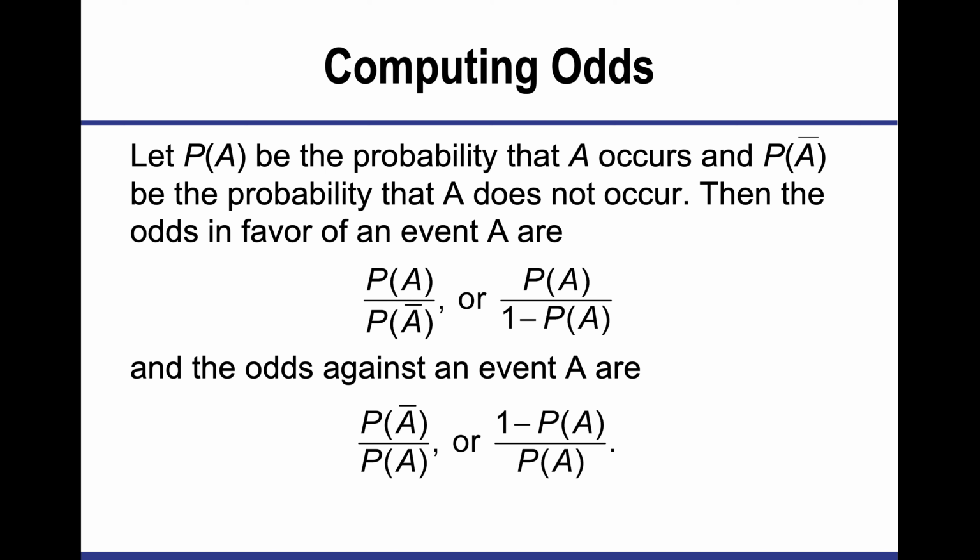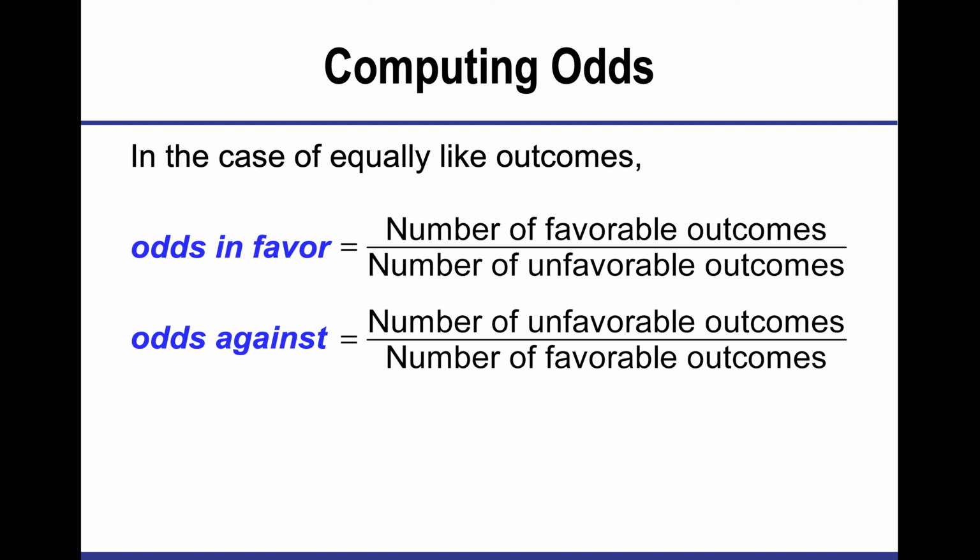The odds against an event would be the complement divided by the probability. So you have to first figure out whether you are looking at the odds in favor of or the odds against an event. Then you calculate them using the number of favorable outcomes over unfavorable outcomes.